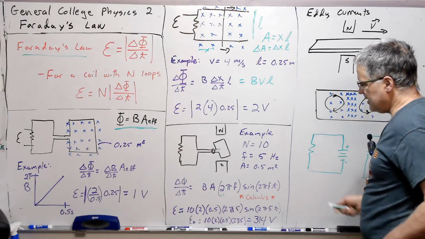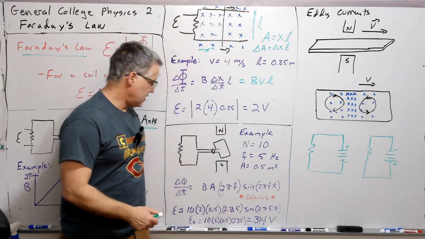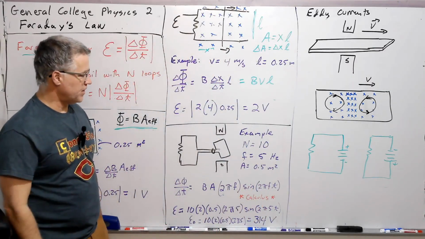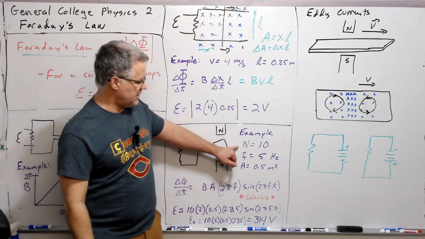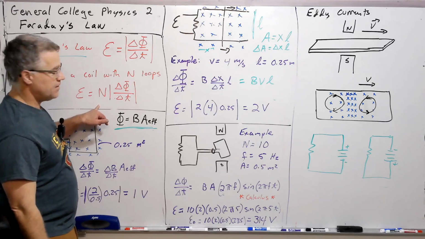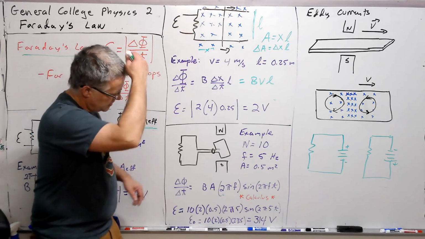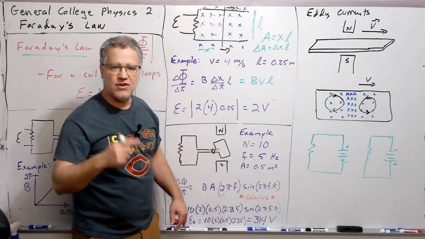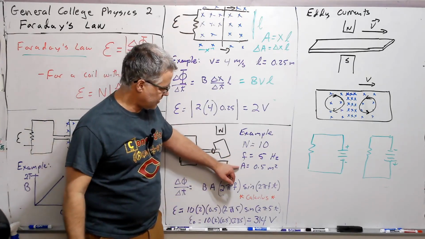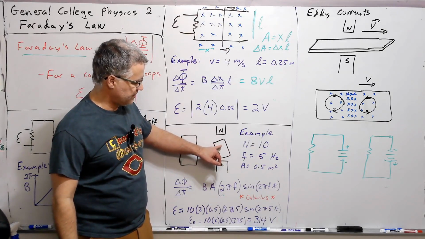Okay, the next example, we would need some calculus, as I mentioned earlier. This is a generator, but it is an important example. And just to add, let's include, say, 10 loops. So we're going to need to use this formula with the number of loops. Frequency of 5 hertz, that means it's spinning at 5 hertz. And the area is half a square meter.